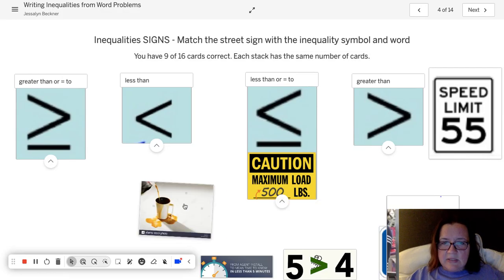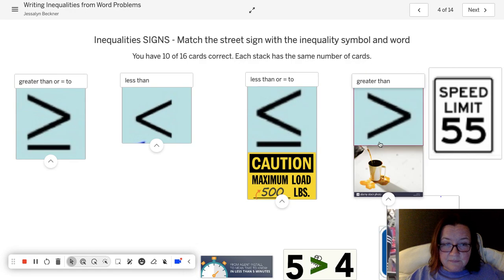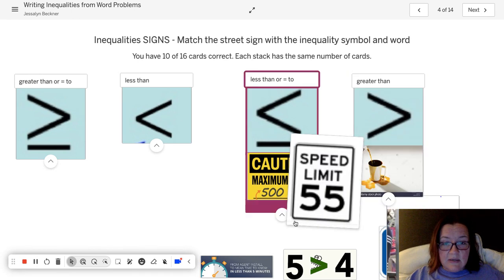All right, the next one's kind of tricky, but notice how the coffee is pouring out of the cup. We have more coffee than cup. So we want to use the greater than symbol. All right, we're doing good. Next one, speed limit. We know in a speed limit, we could go 55 or less. We cannot go more than 55. So we need to use less than or equal to.